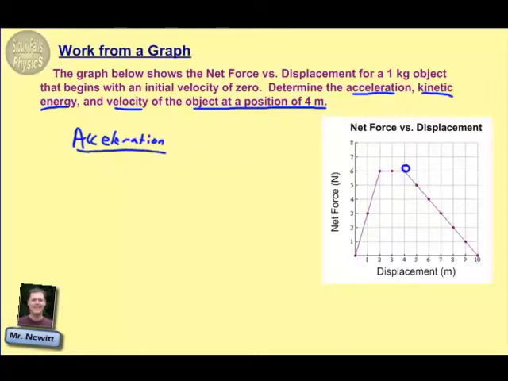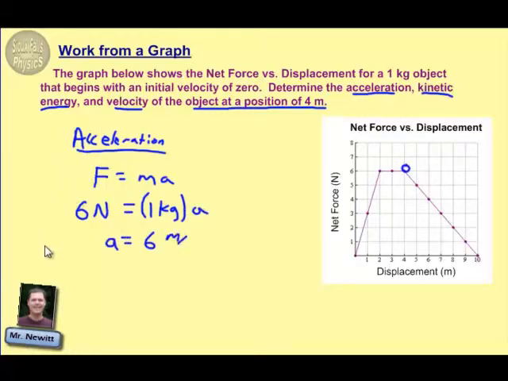Because this graph tells us the net force acting on the object, and it is important that we are being told the net force that's acting here, we can really simply just use our F equals ma equation. Because I now know the net force that's acting on it at the 4 meter mark, and that force happens to be 6 newtons. I can look at that off of my graph, and I know the mass of the object that I have is 1 kilogram. So it's pretty easy for me to solve for the acceleration here of 6 meters per second squared.